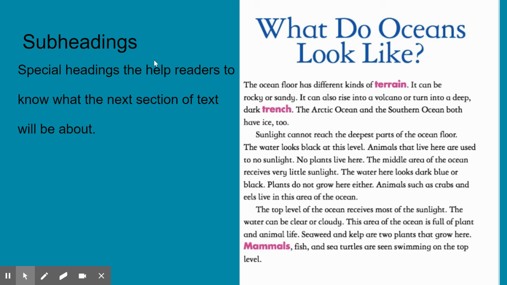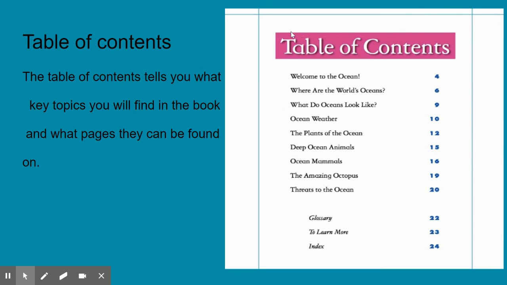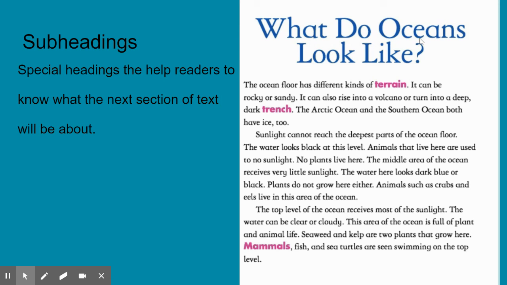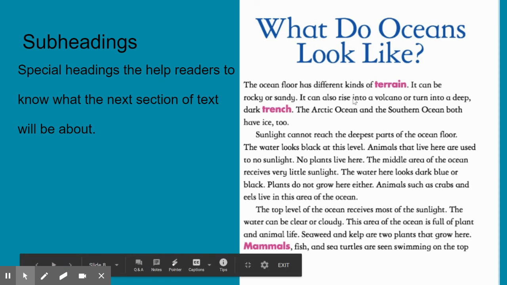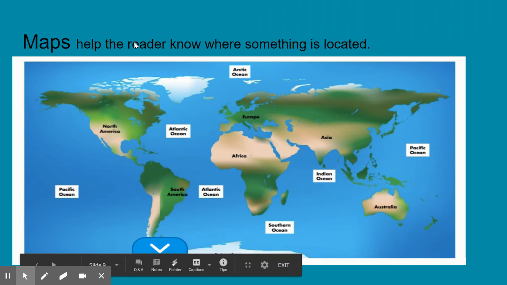Subheadings are special headings that help you know what's in just that next section. So it's kind of like a title just for the next couple of pages. Like this page, let me go back. This page is called What Do Oceans Look Like? So on this page, and maybe the next page, I'm going to find out what oceans look like. So it's giving me a hint of what's going to be on those next couple of pages.